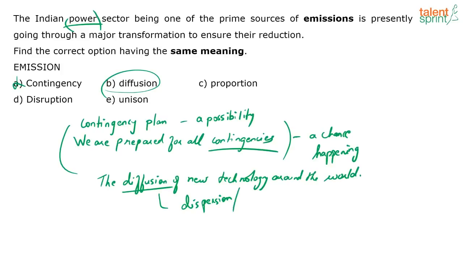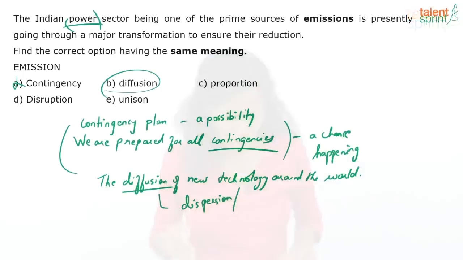Because new technology is dispersed around the world, it spreads. That's a secondary action of the primary action. The primary action is that it is first getting dispersed, first getting emitted, first getting diffused. So our answer, we are leaning more towards option B.